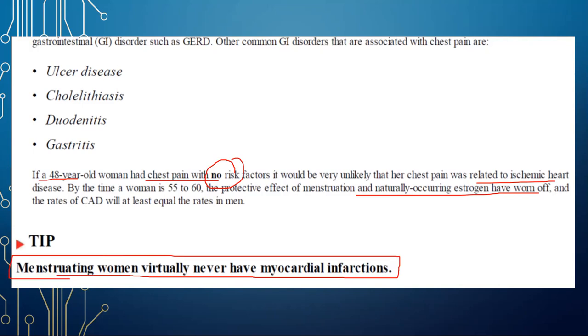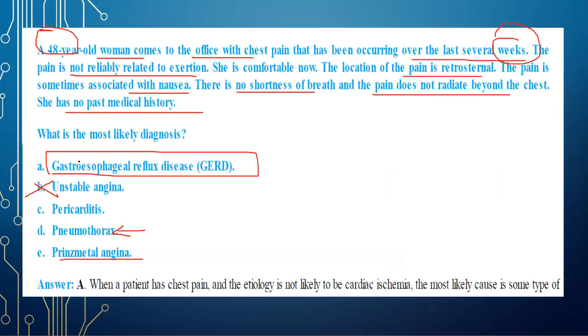Now, why is it not a stable angina? Even if there was the option of stable angina, are you going to choose it? No. What is a stable angina? The chest pain which gets worse with exertion. They have given you that it's not related to exertion. So it's not a stable angina also.